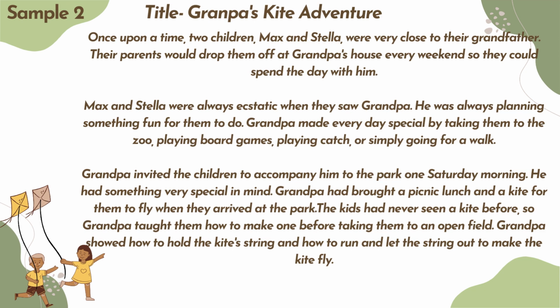Grandpa made every day special by taking them to the zoo, playing board games, playing catch, or simply going for a walk. Grandpa invited the children to accompany him to the park one Saturday morning. He had something very special in mind. Grandpa had brought a picnic lunch and a kite for them to fly when they arrived at the park. The kids had never seen a kite before, so Grandpa taught them how to make one before taking them to an open field. Grandpa showed how to hold the kite string and how to run and let the string out, how to make the kite fly.